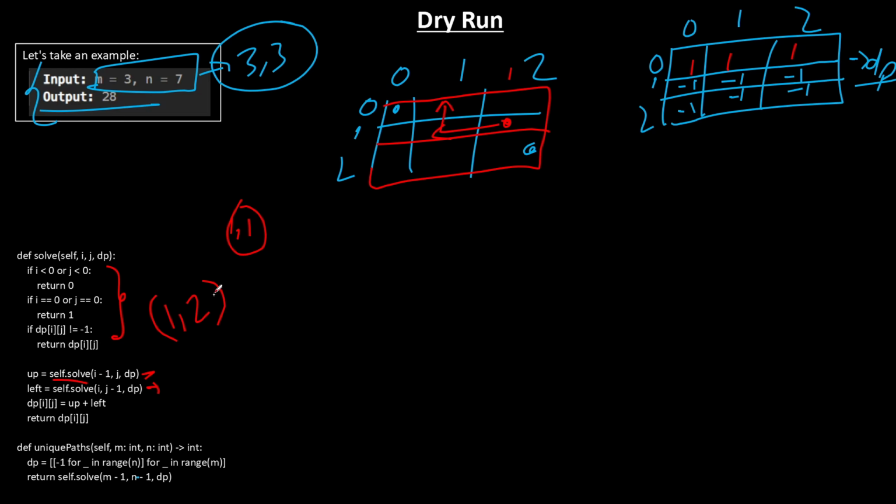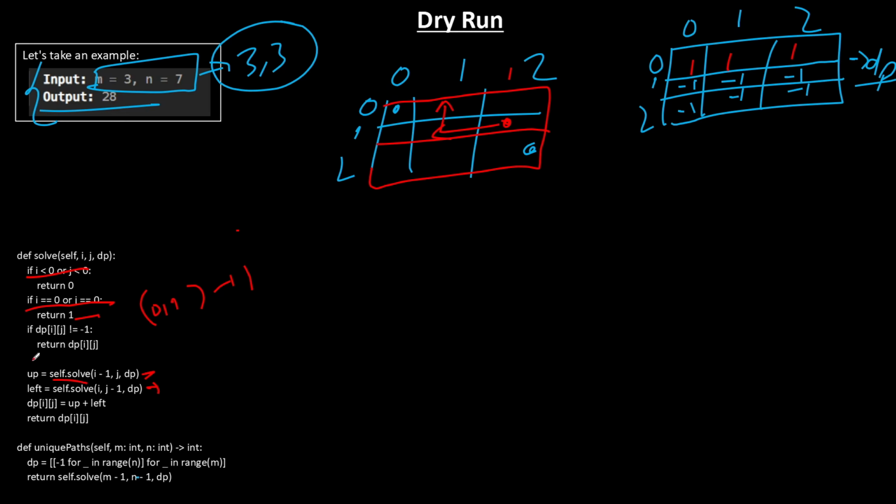Now as soon as you go up again, because this up function is called, you will see that it does fulfill the condition. So we will return 1 from here. So we will write that 1 is returned from 0 comma 1.